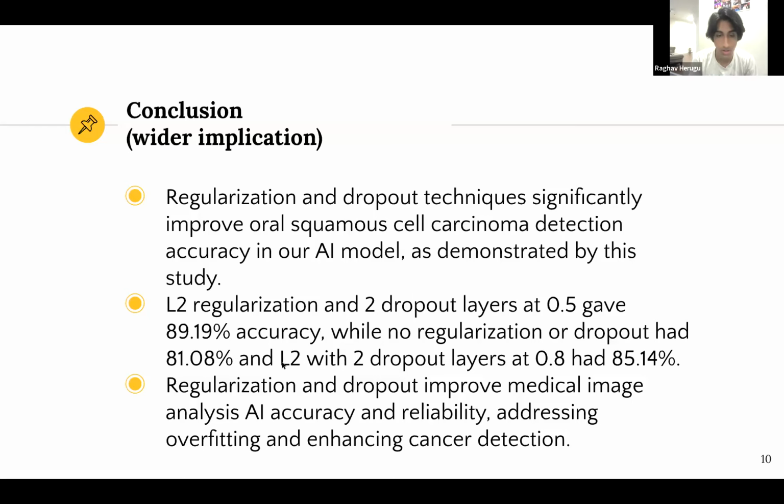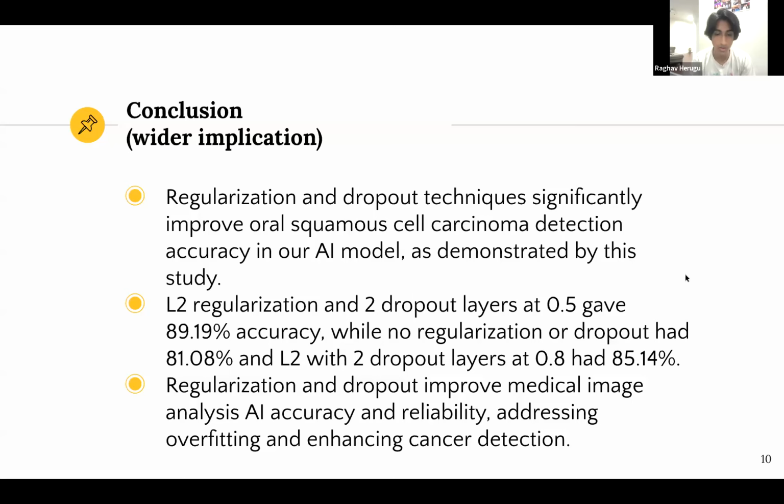Similarly, when we use L2 regularization with 2 dropout layers set at a higher rate of 0.8, the accuracy was 85.14%. These findings underscore the profound impact of regularization and dropout techniques in improving the accuracy and reliability of AI medical image analysis. They help to address a common problem known as overfitting, where a model performs exceptionally well on training data, but does not do so well on unseen data. This is akin to a student who does well on practice tests, but struggles in the real exam.